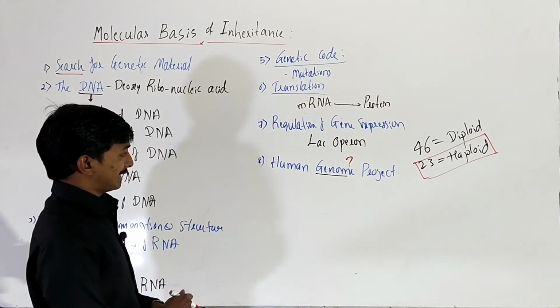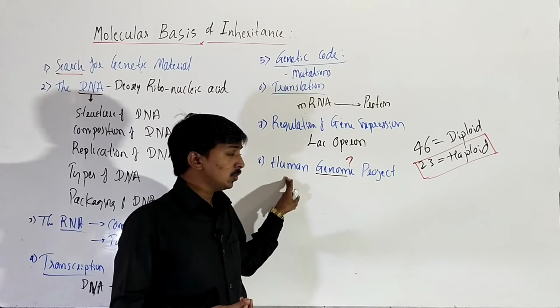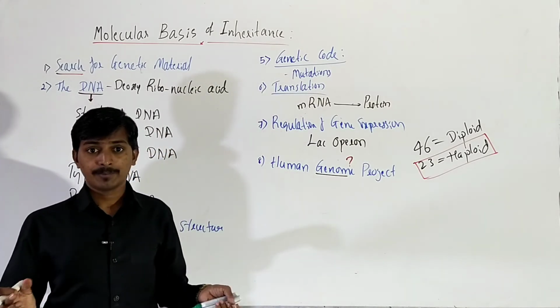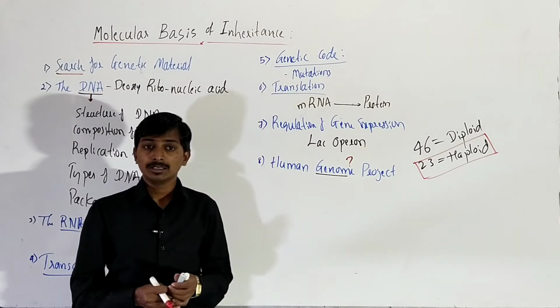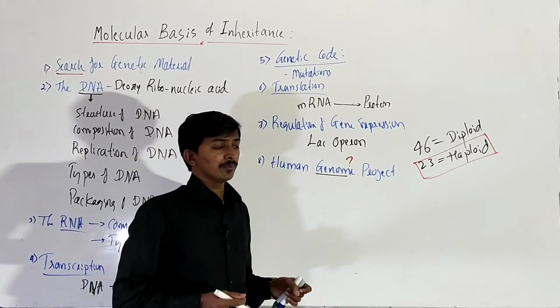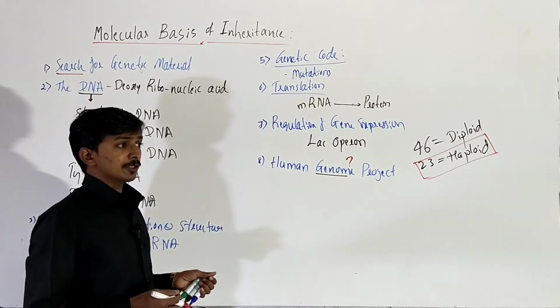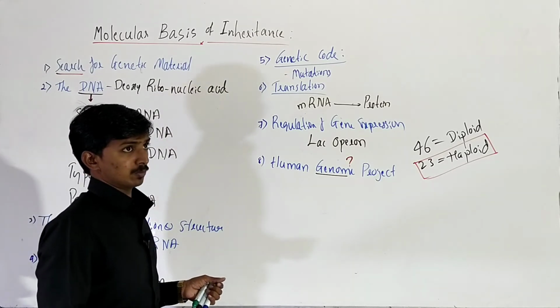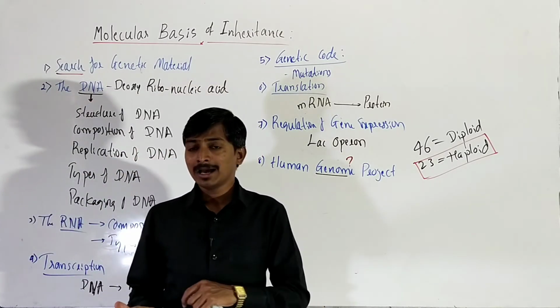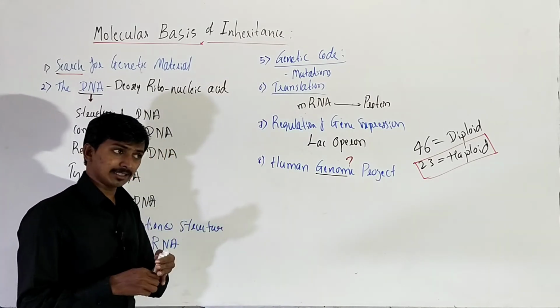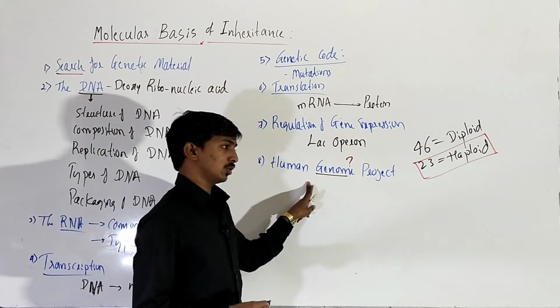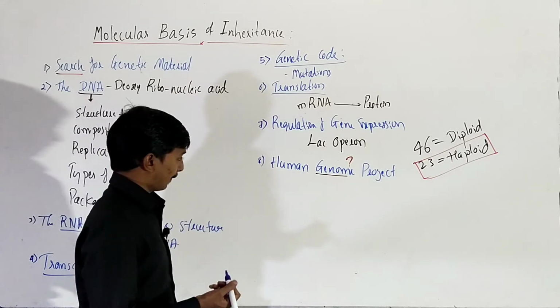Okay, so in this we will study about how the genome is analyzed. What is the number of genes present in a human body? What are the types of genes present in the human body? Which chromosome has the highest number of genes? Which chromosome has the least number of genes? Like that we study all about the human genome in this Human Genome Project.